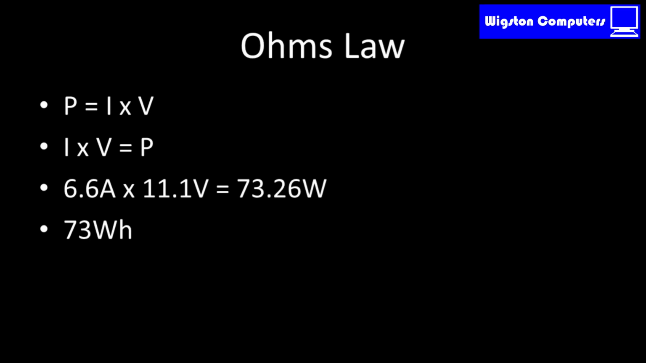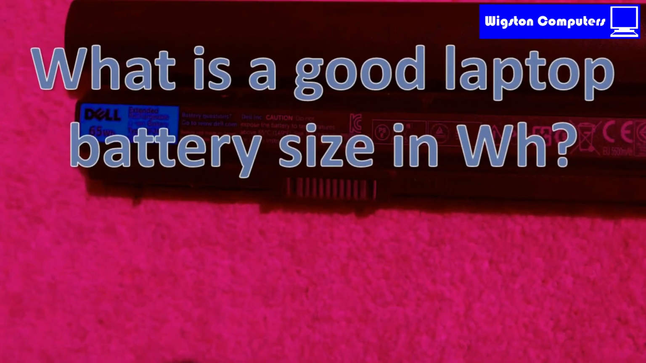So if you look at a real example of a laptop battery, 11.1 volts and 6,600 milliamp hours, it's simply one multiplied by the other, which comes to 73.26. So this particular battery has a power capacity of 73 watt hours. You can use this formula to convert between milliamp hours and watt hours.